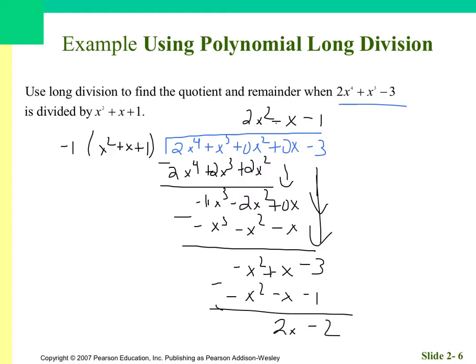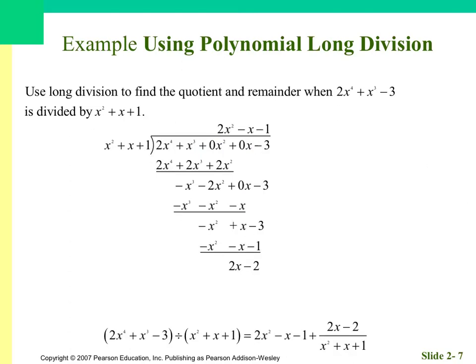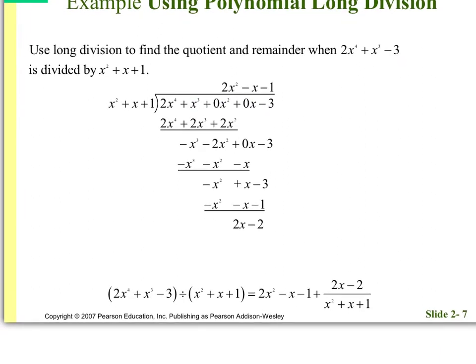So how would we write this? You have 2x squared minus x minus 1 plus 2x minus 2 over, what are we dividing by? X squared plus x plus 1. Okay? That's always the remainder. So did we get it right? See how they filled in with the zeros? See how we wrote it? Okay.